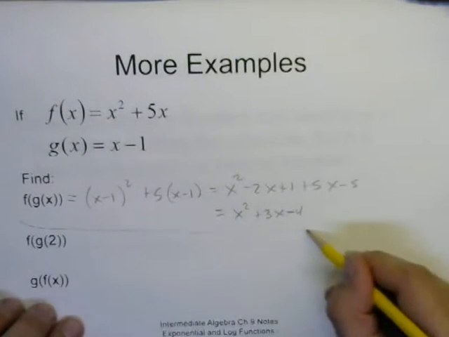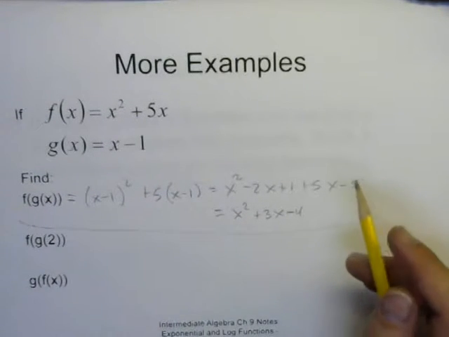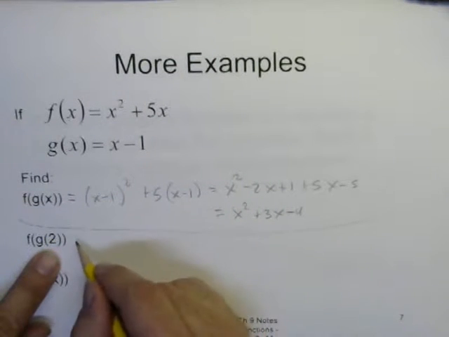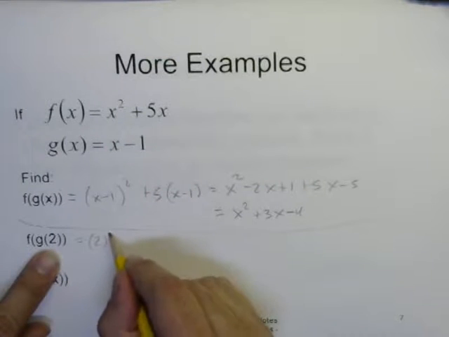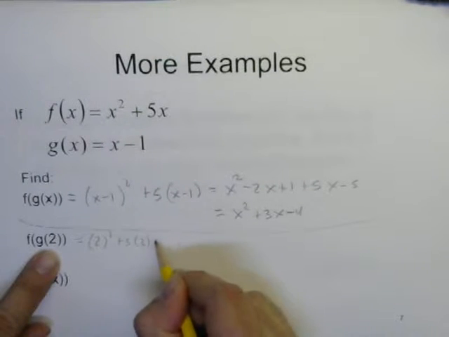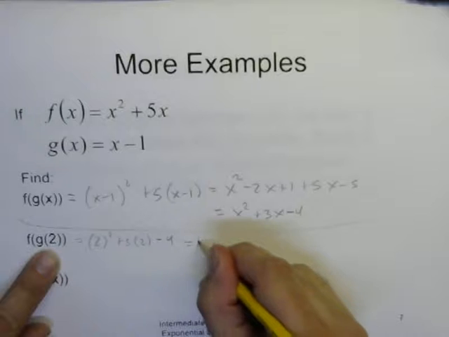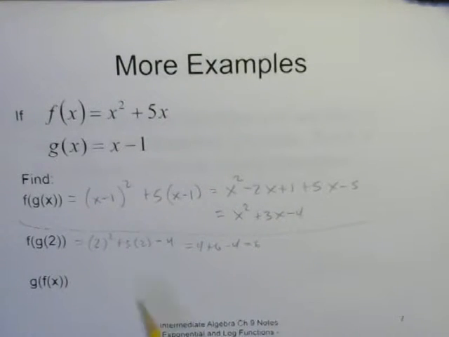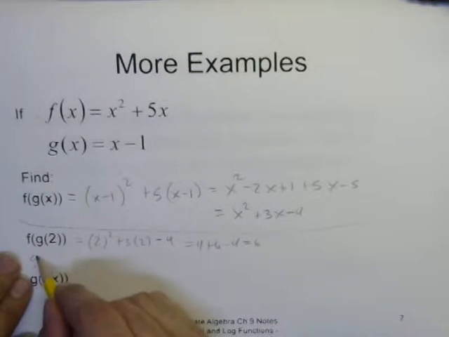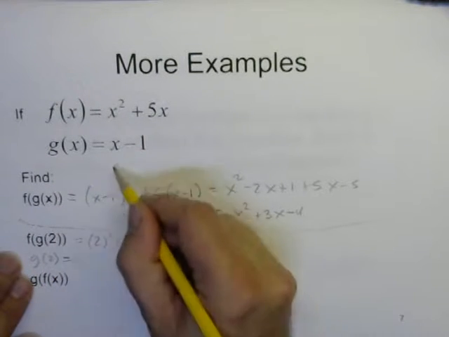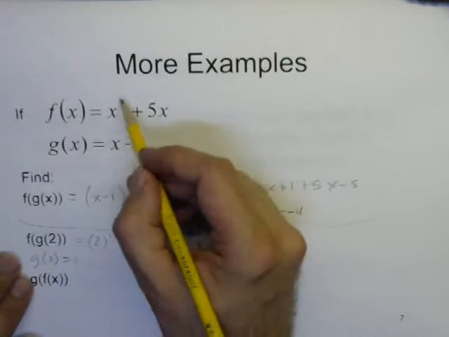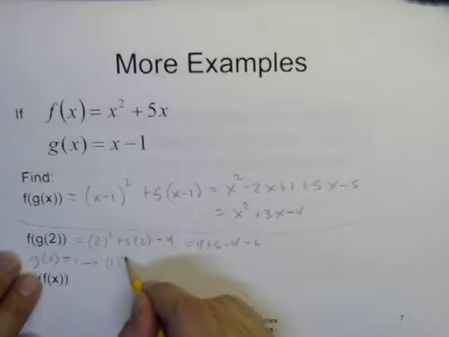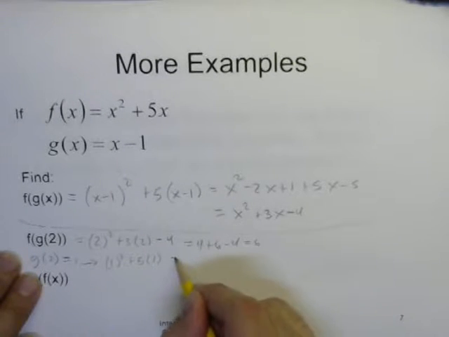And then to figure out f of g of 2, there's two different ways you could do that. You could either just stick, since we've already composed these, stick 2 in here. So that'll give you 2 squared plus 3 times 2 minus 4. That'll give you 4 plus 6 minus 4, which would be 6. Or if you prefer, you could figure out what g of 2 is, which would just be 1, putting 2 in for x there, and then stick 1 in for that. So then you'd get 1 squared plus 5 times 1, which would also give you 6.